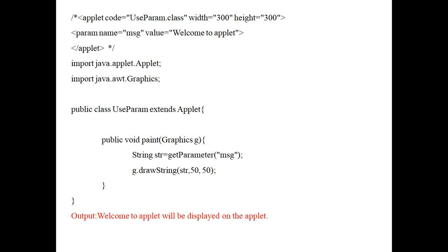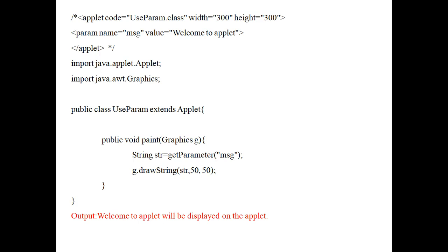Here what I've done is I am trying to retrieve the parameter and print it on the screen. So I can put it in the paint also. I have defined only the paint method here, public void paint(Graphics g), inside which I am retrieving the parameter using the method getParameter. Inside getParameter, I have to give the name of the parameter. What is the name of the parameter? MSG is the name of the parameter. So in double quotes, you have to give MSG, which is the name of the parameter.